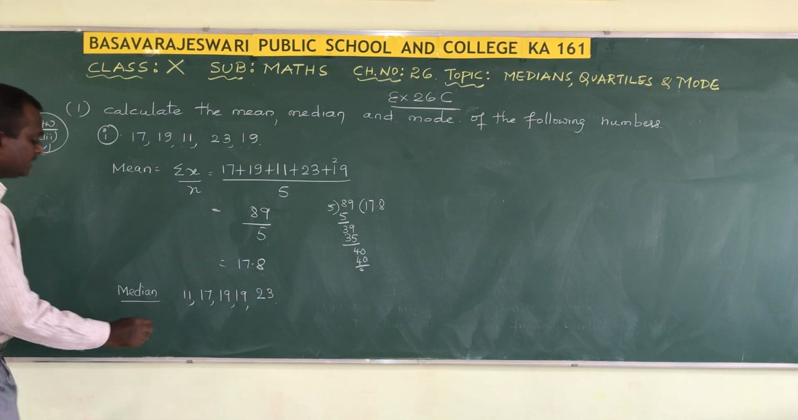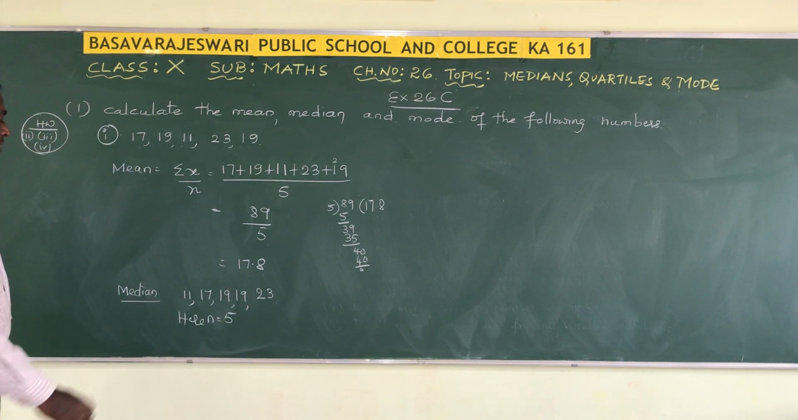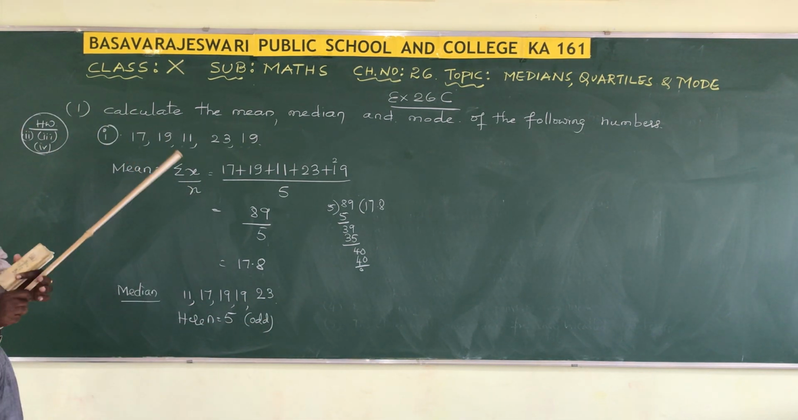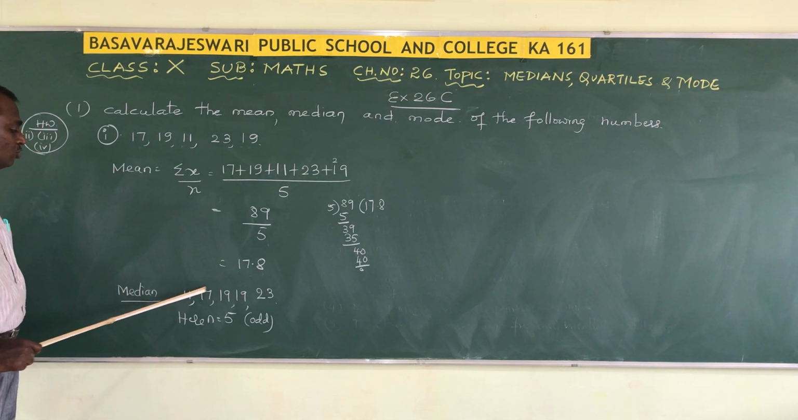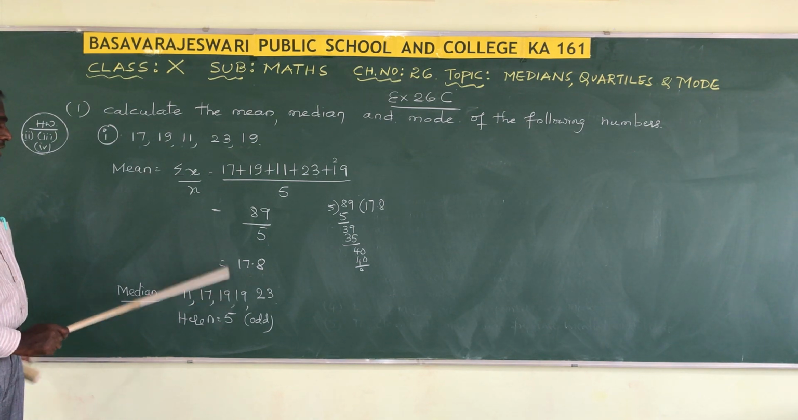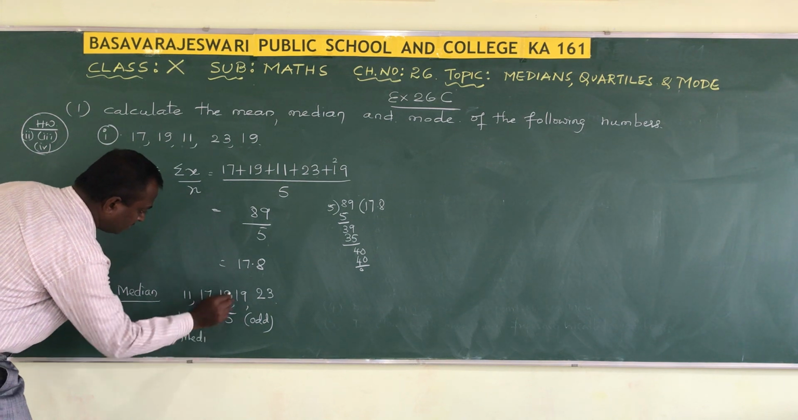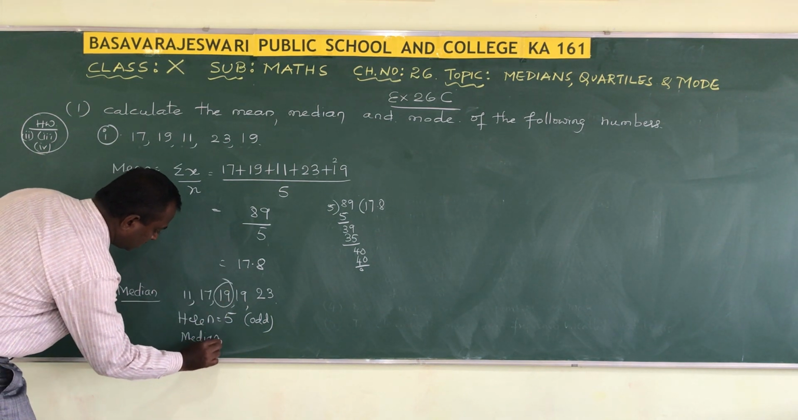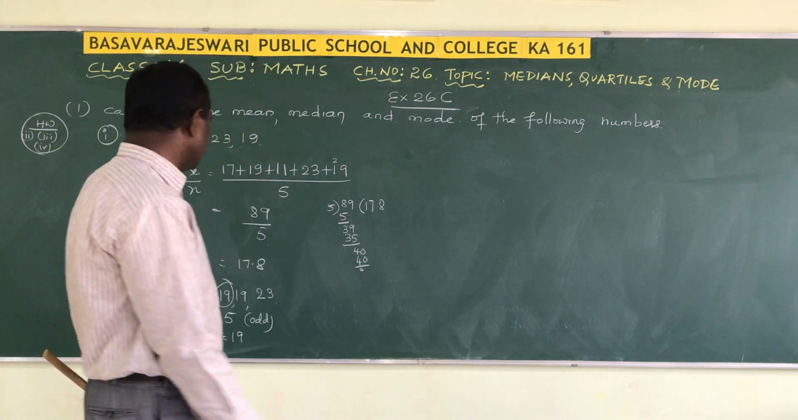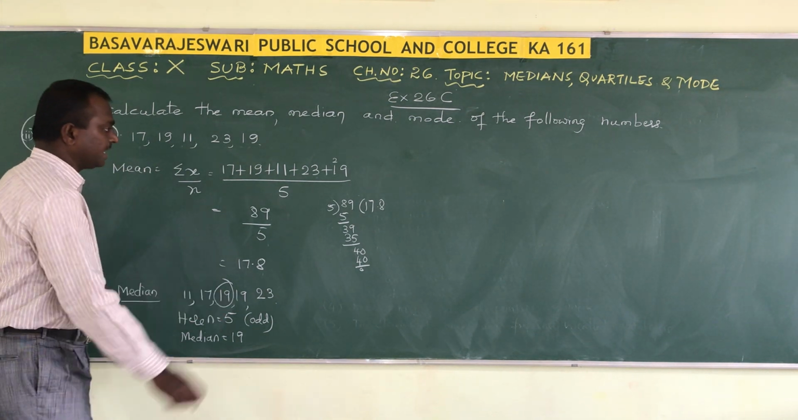Here n is equal to 5, which is an odd number. So we can find it in two ways. One, we can find the middlemost score. The middlemost score here is 19, so the median is 19. Or you can use the formula for odd n, the (n plus 1) by 2th observation, which is the third observation, that is 19.